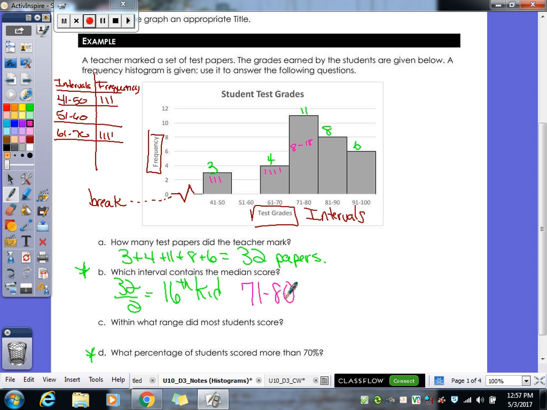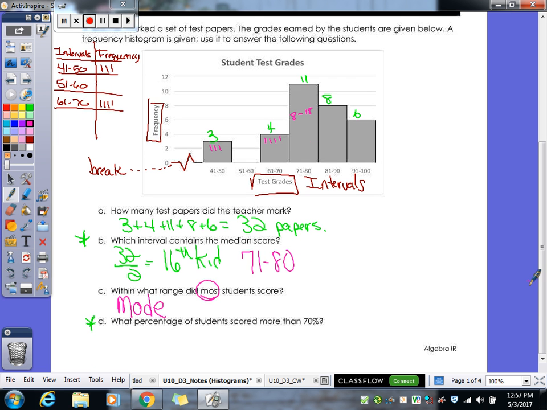Within what range did most students score? Most, again, is the what? Another word for most is the mode. And here I'm looking for my highest bar. And my highest bar, again, just happens to be 71 to 80. 11 kids.